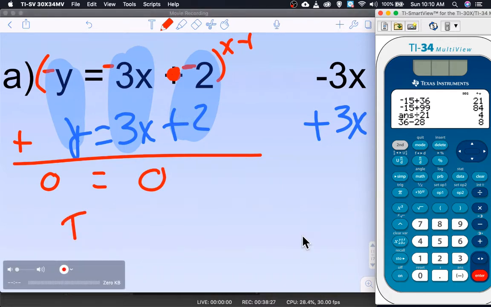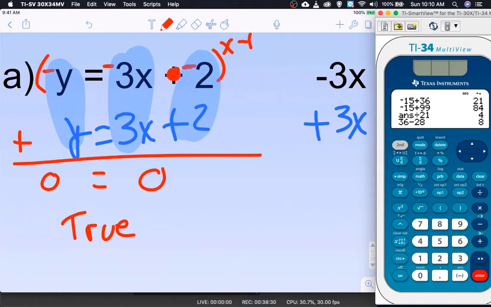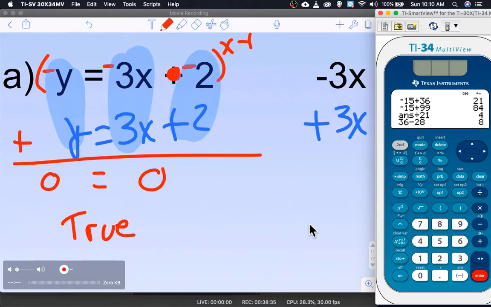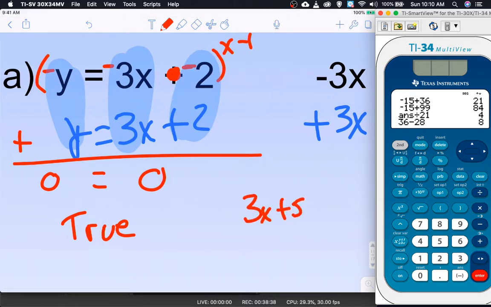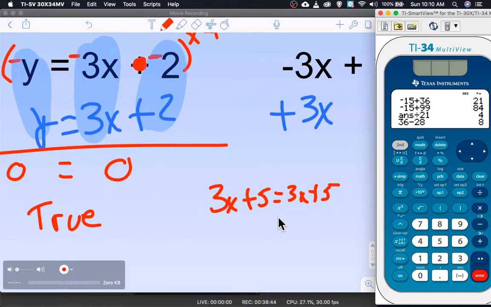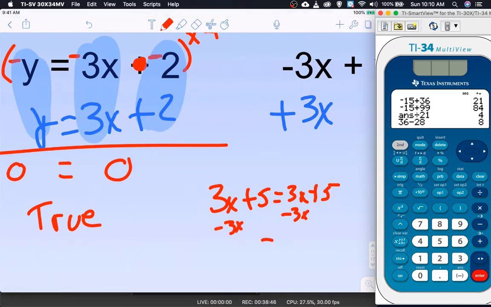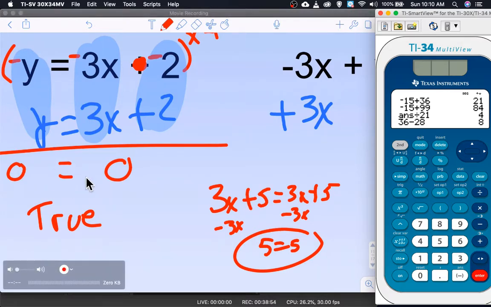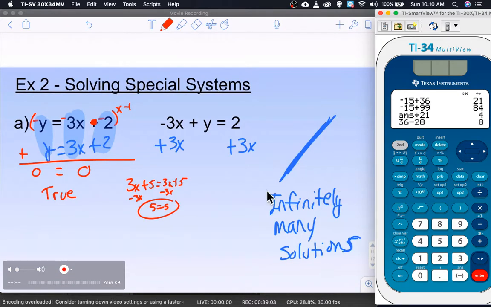And this is true. Like we've solved equations before, if you solved an equation like 3x plus 5 equals 3x plus 5, and you saw that they're the same, and you subtracted 3x on both sides, and you got 5 equals 5, we said, hey, that's true. That was infinitely many solutions, or all real numbers. This is the same thing. Because this is true, this system of equations will always be true. Every single thing is an answer because there are infinitely many solutions. Okay?